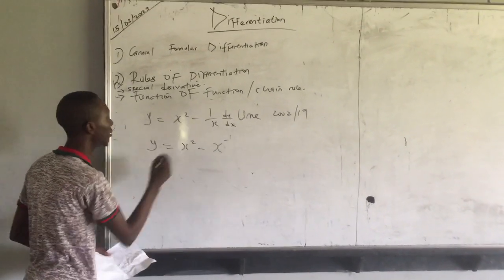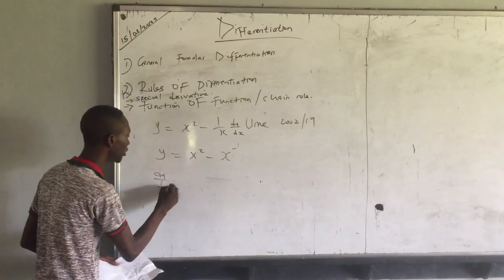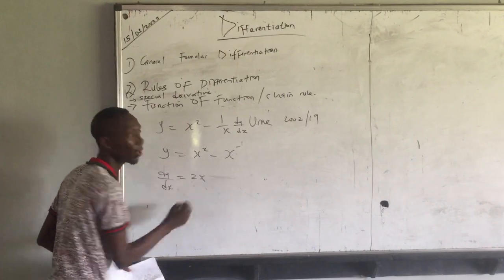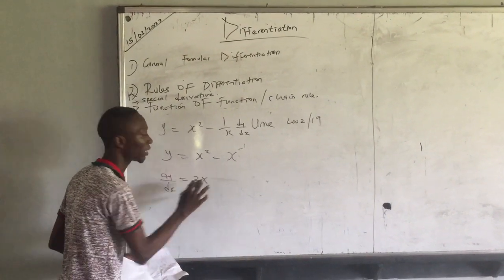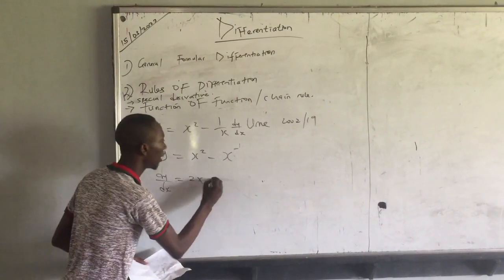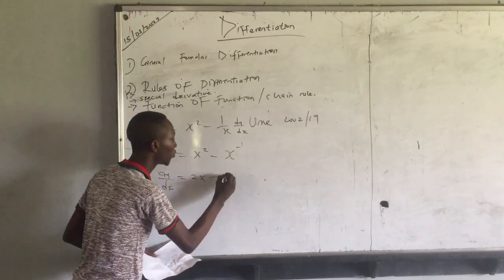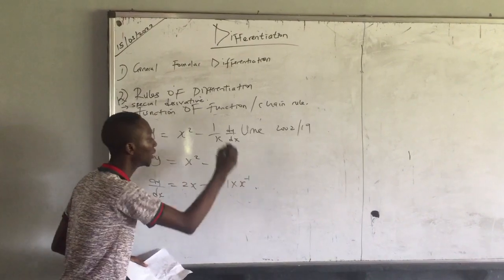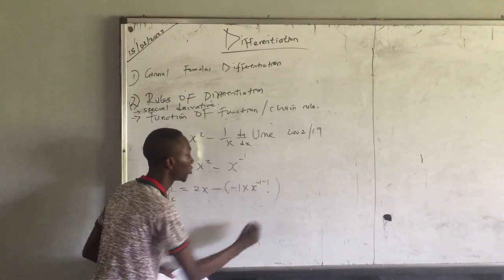Now what can I do? Let me differentiate dy/dx using the general formula. 2 times x becomes 2x. Take away 1 from the power, it becomes 2 minus 1, which is x to the power 1, so I don't need to write 1. Minus. Now use this minus to multiply the equation, it becomes minus 1 times x raised to minus 1. Take away 1 from the power, it becomes this.